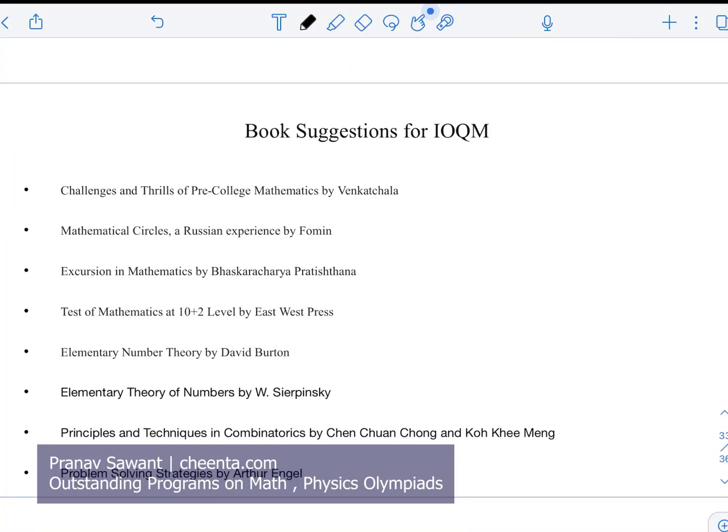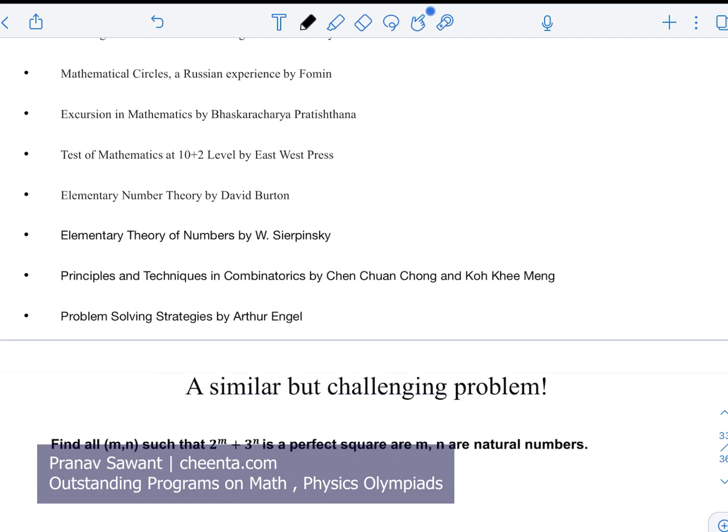Okay, so coming on to certain book suggestions for the IOQM, we have Challenges and Thrills of Pre-College Mathematics, Mathematical Circles, Excursion in Mathematics, A Test of Mathematics at 10+2 Level, Elementary Number Theory by David Burton, Elementary Theory of Numbers by Sierpinski. We also have Problem Solving Strategies by Arthur Engel and Principles and Techniques in Combinatorics.